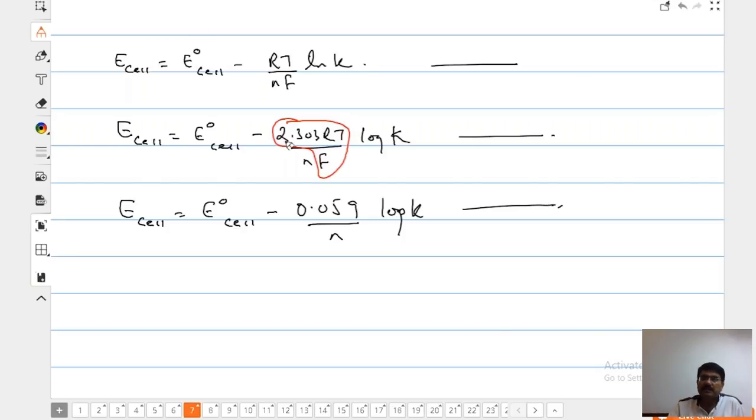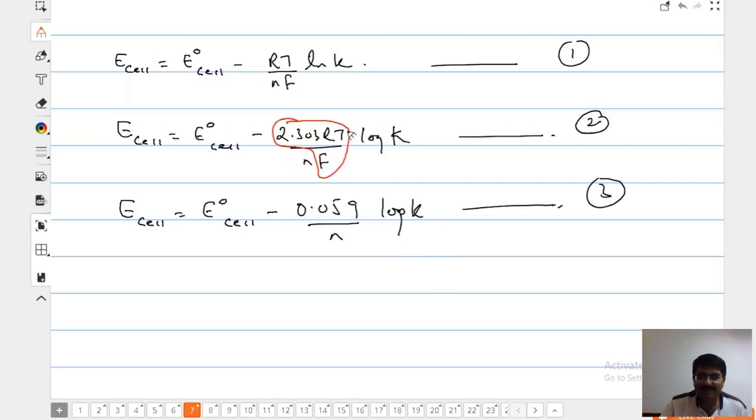Correct? Anand, 2.303 RT by F. This is sum 0.059. Not for different compounds, for different reactions. R is constant, T is constant, F is constant. So we write like this. Write down equation 1, 2, 3.